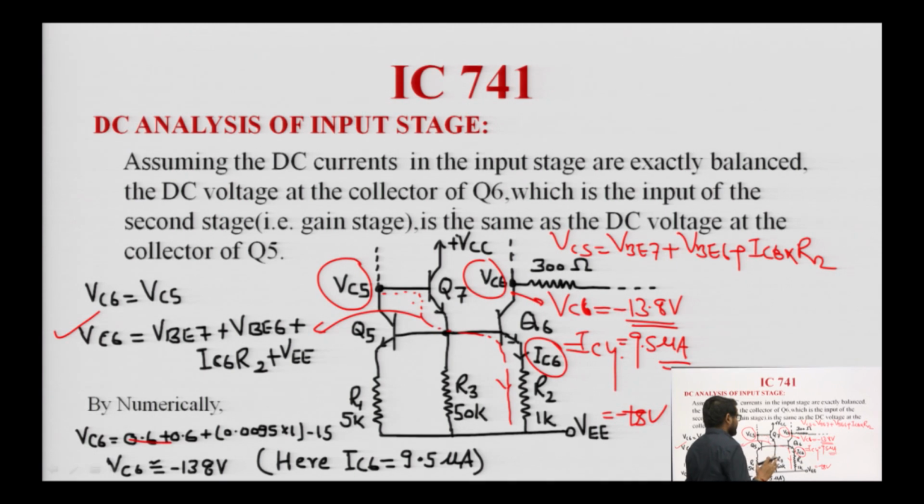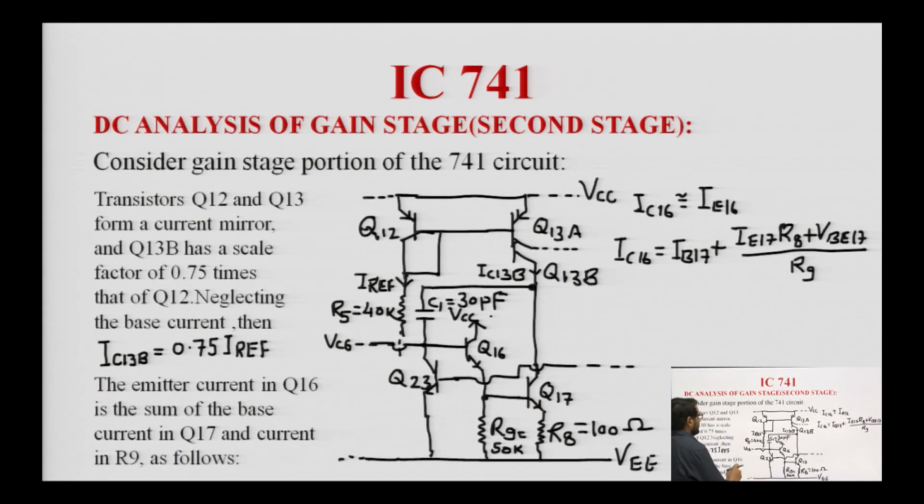of the IC 741 internal circuit. Okay, that is the gain stage. Consider the gain stage. First we calculate the bias current for the gain stage. So then we find the IC of Q13B, we calculate the IC.